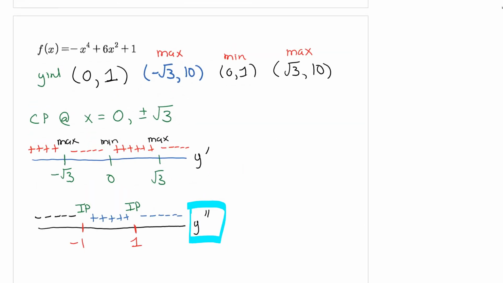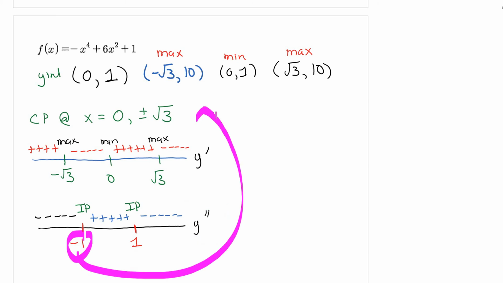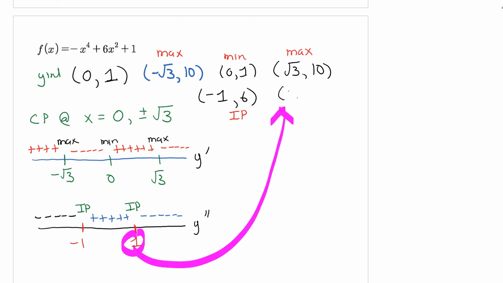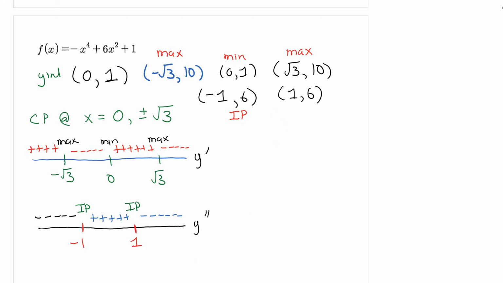Okay, so after you do that, I would now go ahead and take these points and plug them back into your original function. And if I do that, I get the point -1 for x, and my corresponding y value is going to be, let me see, I think that's going to be 6. Yeah, -1 comma 6. So this is an inflection point. And then if I take this value 1 and plug that back in, I would get 1 comma 6, and that is another inflection point.